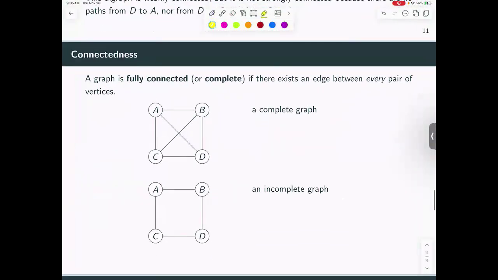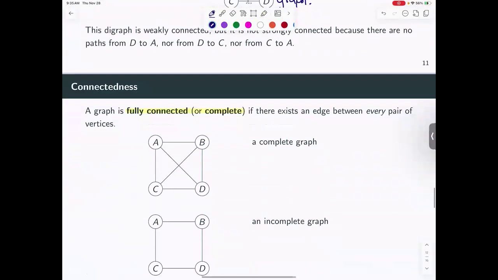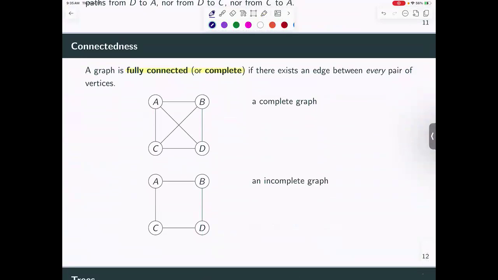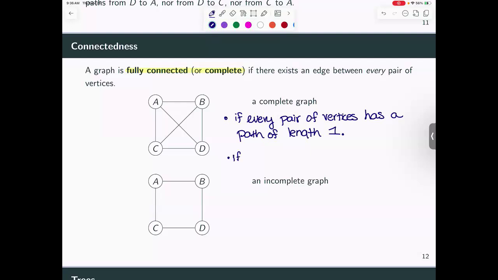So on that note of connectedness, a graph would be considered fully connected or complete if there is an edge that exists between every pair of vertices. Another way to think about that, and again, this is separate from its strongness, weakness, directedness: a graph is fully connected if every pair of vertices has a path of length 1. We can also think about this as every vertex being a neighbor of every other vertex.